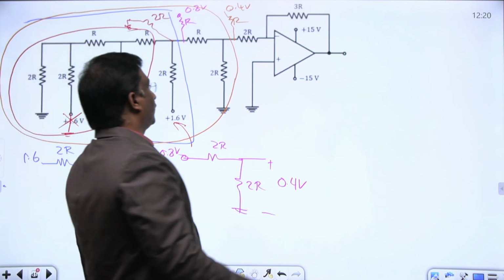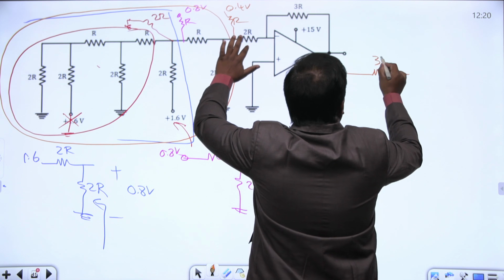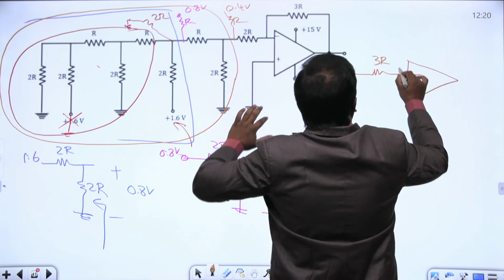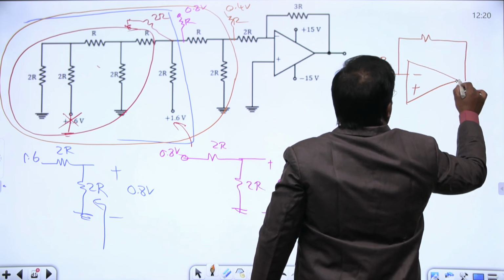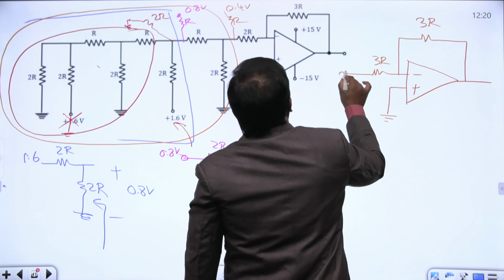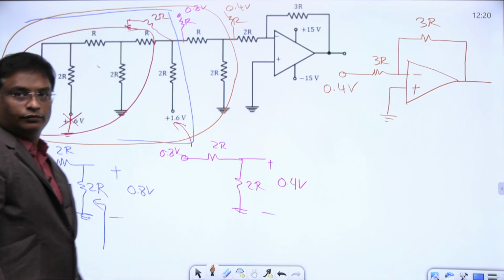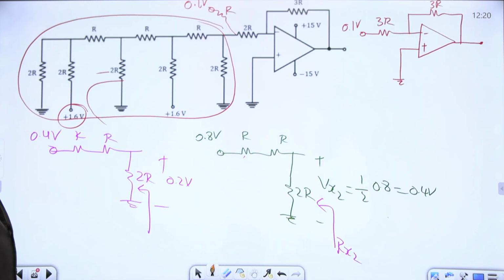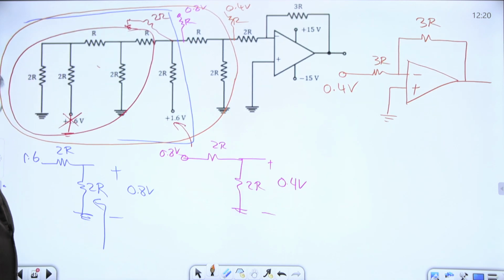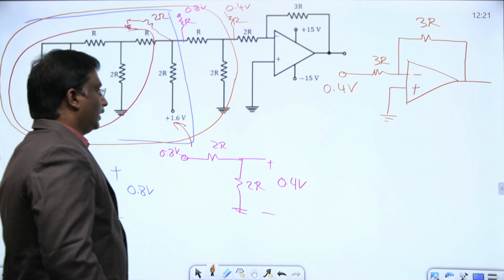Clear, everyone? Right now in this circuit, this R and this 2R series becomes 3R. This is minus, this is plus, this is 3R, this is grounded, this is 0.4 volts. And if you notice the previous diagram, this was 0.1 and 3R. Right now in this diagram, it is 0.4 and 3R.